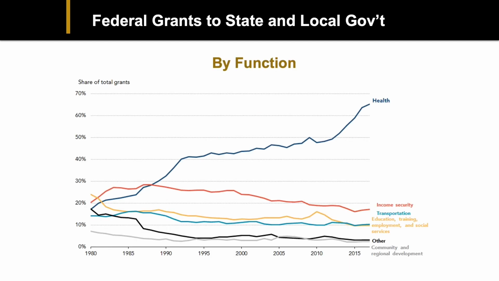And to give you an idea of what federal grants look like, federal grants are now dominated by healthcare. You can see the ACA, federal payments to states, has been a big part of that. But federal grants to states are healthcare, and that's growing, income security, transportation, other things.